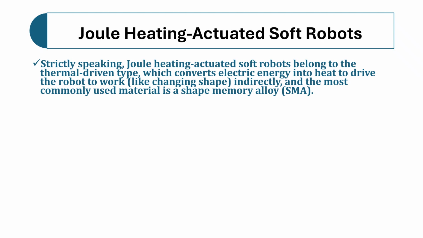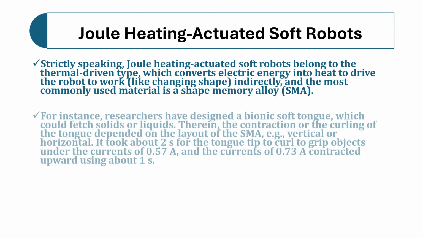How does the robot work? It will change its shape directly, and the most commonly used material in making Joule heating actuated soft robots is shape memory alloy, that is SMA. So the basic function of this soft robot is that it converts the electrical energy into heat energy, and the robot will work accordingly. That means it changes its shape, it deforms its body.